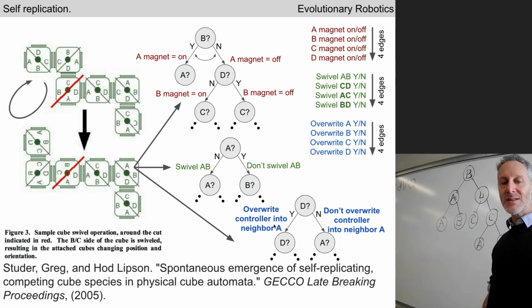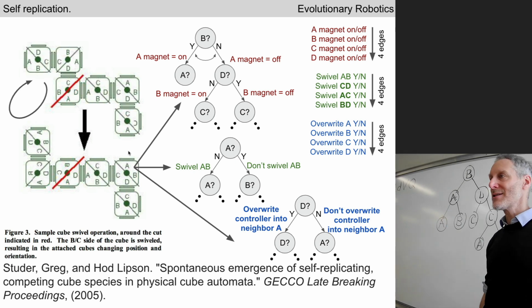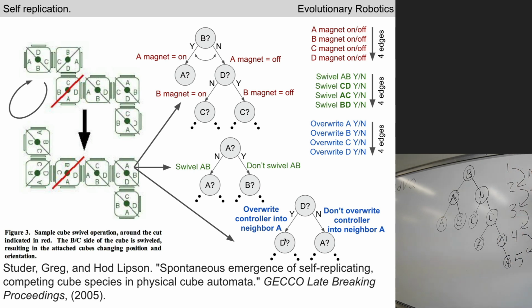And as it does, it overwrites its controller into the neighbor on its A side, which is over here. The robot does not have a neighbor on its A side, so it's writing code into the void. Nothing really happens. There was an attempted overwrite command. At the next level down in the tree, it will try or not to overwrite.